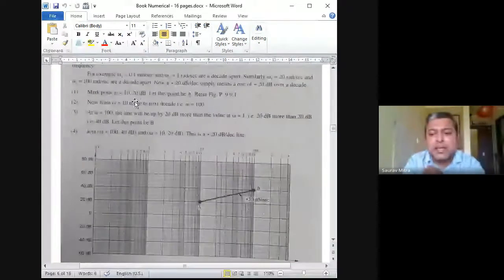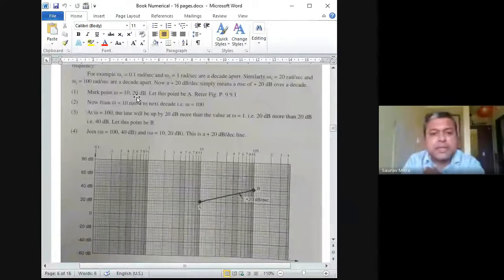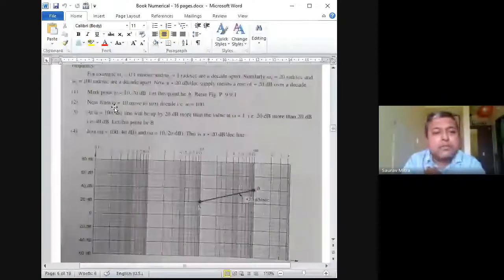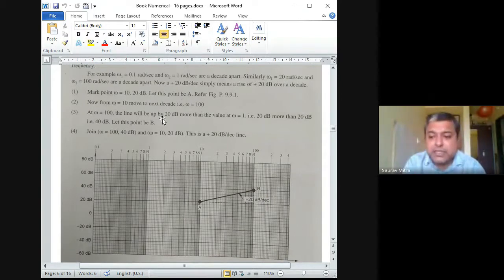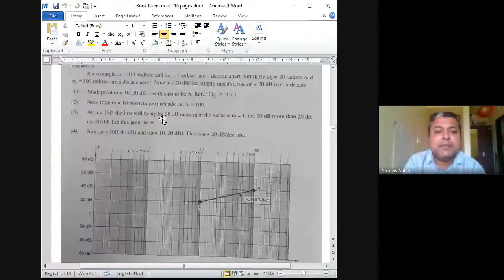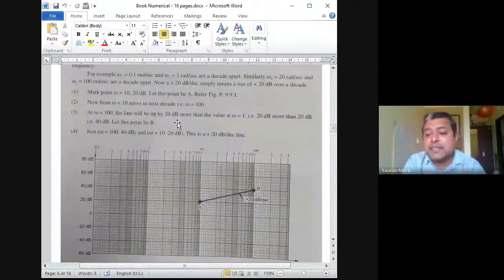So it is given here 10, 20. One 10, 20 point is given. Now from omega is equal to 10, move to the right side by a decade frequency, 100. So from 10 you go to 100. And then at omega is equal to 100, the line will be up because this is given as a 20 dB line. So 20 dB more than the initial amplitude. Initial amplitude was 20, now 20 dB adds to that, so it will become 40 dB.